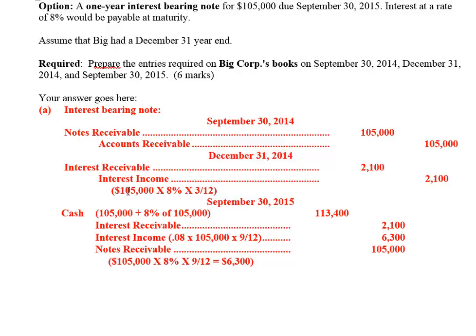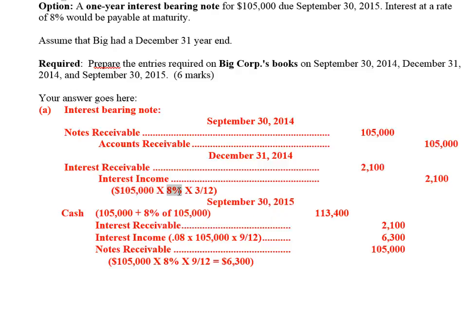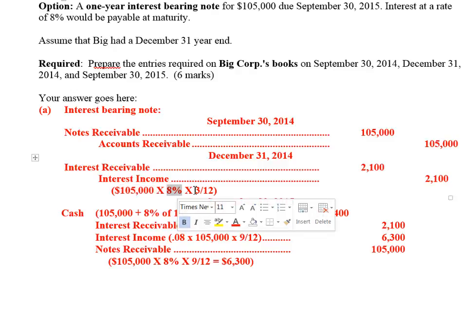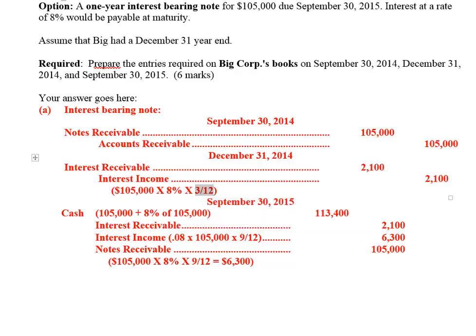So now on a $105,000 note at 8% interest, it was stated interest, so it's interest bearing, and we want it from October, November, and December, 3 months of 12. That's $2,100 in interest we have to record.